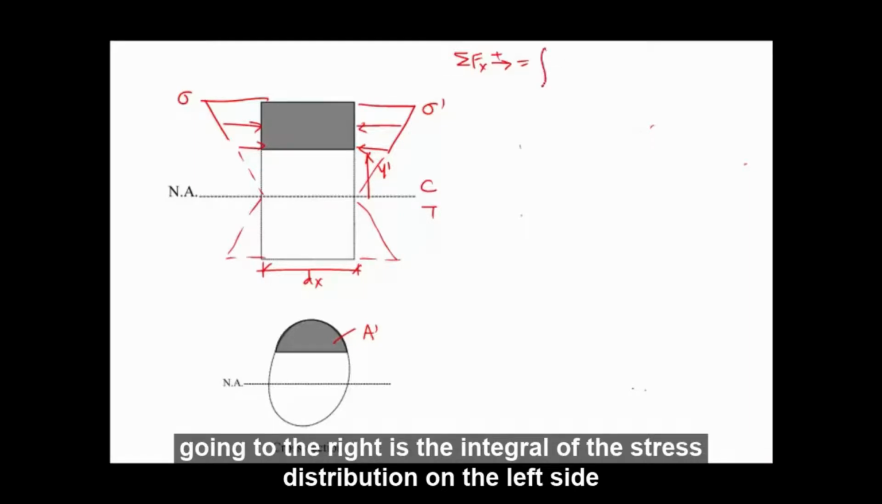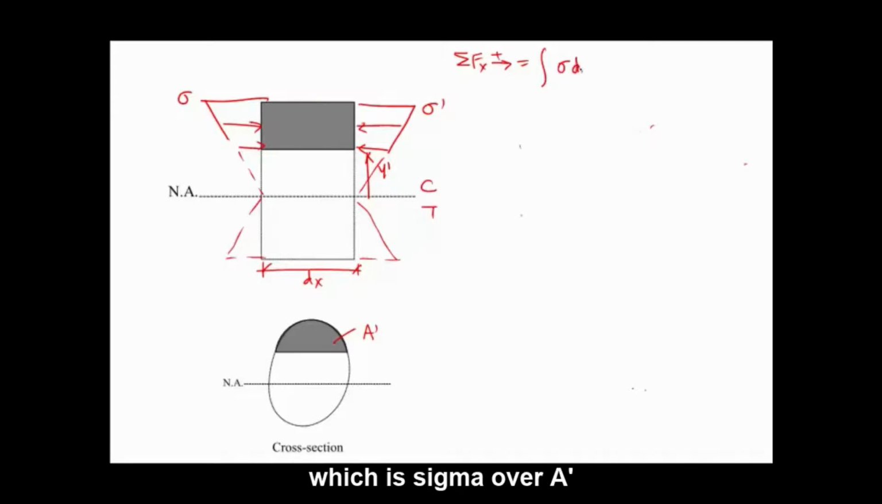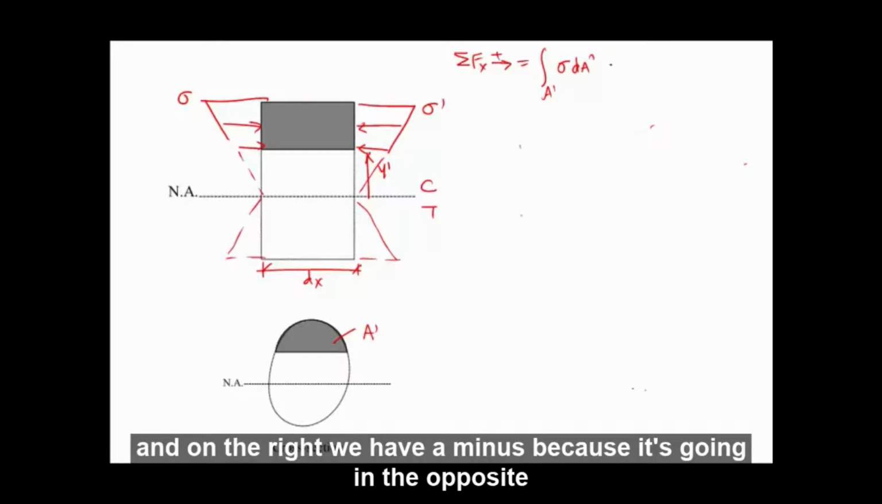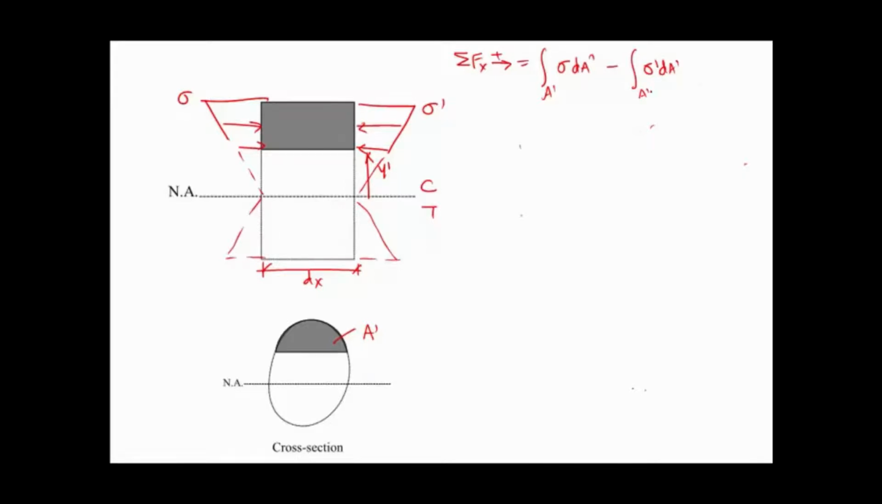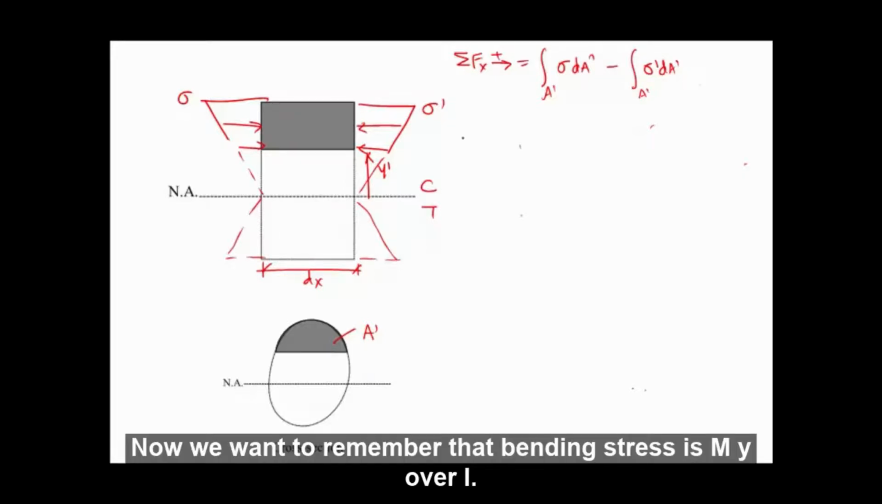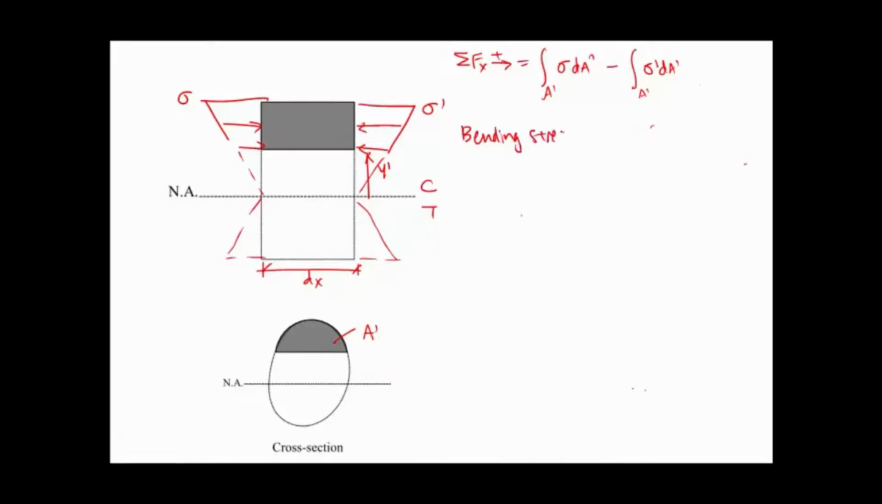is the integral of the stress distribution on the left side, which is sigma, over A prime. And on the right, we have a minus because it's going in the opposite direction, and it's the integral of sigma prime over dA prime. Now we want to remember that bending stress is sigma equals My over I.